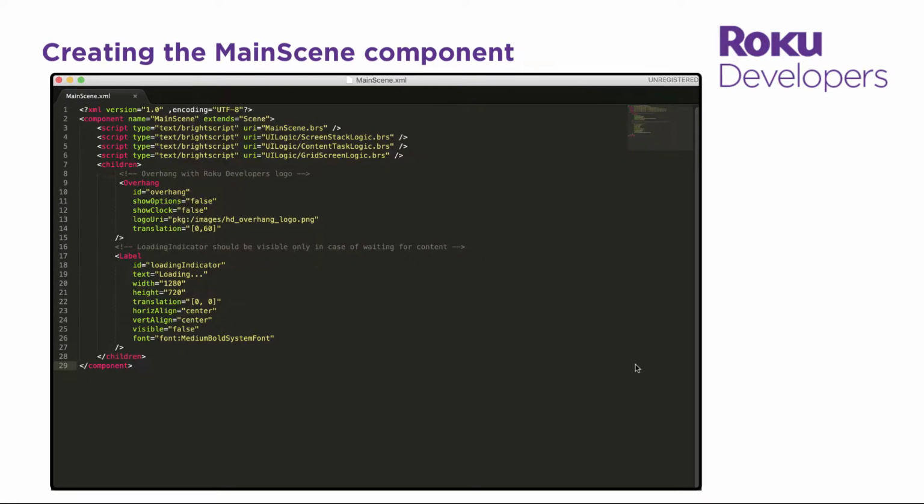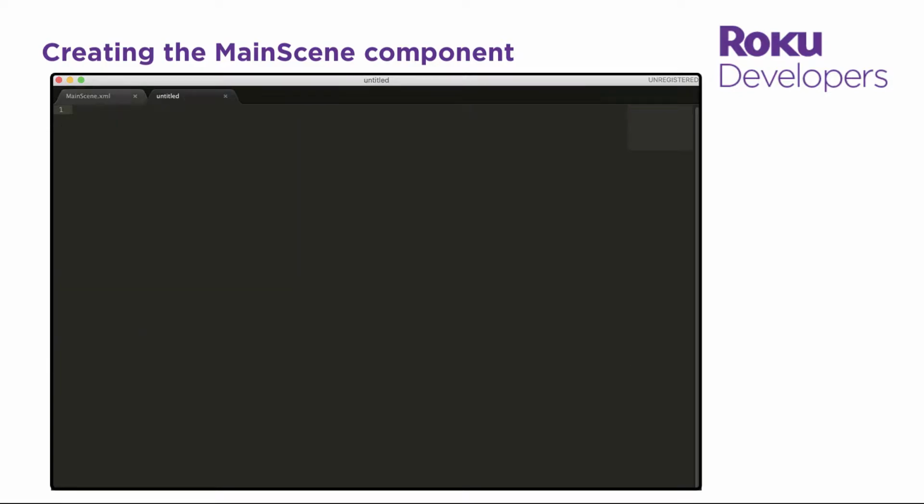Now let's create the main scene node in the channel's main BrightScript file. To get started, create a new file in your text editor or IDE, and then create a main method which serves as the channel's main entry point. In this method, we'll create a single showChannelRSG screen method that creates the screen and main scene, shows the scene, and listens for screen events.